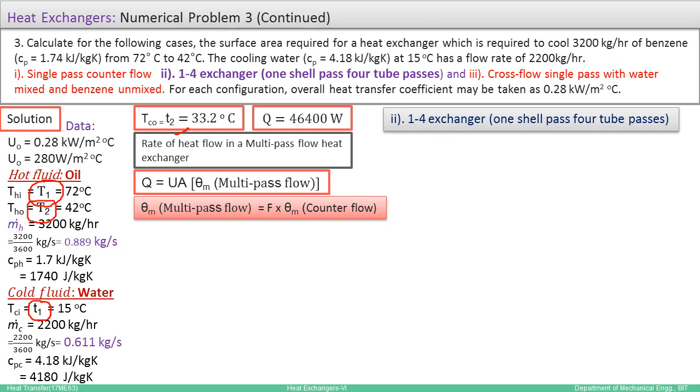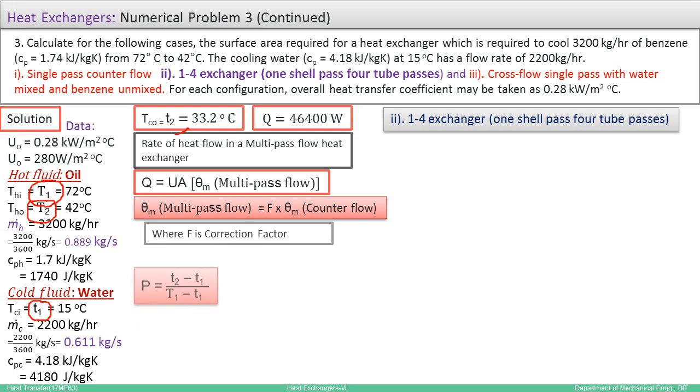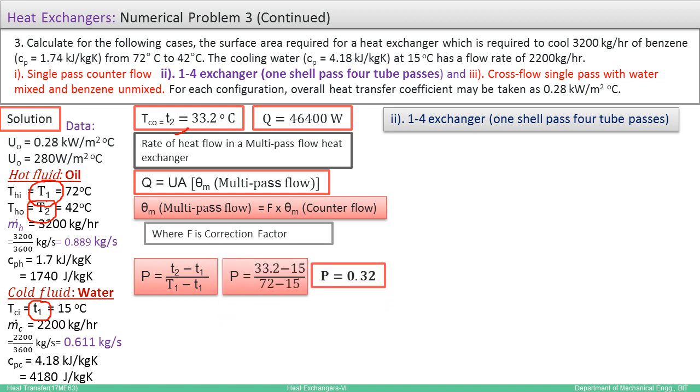TCI is small t1, the lowercase t1 there, and similarly the one which we have just found out, TCO, is termed as T2, because this is what you generally see in your data handbook. And we have to use the data handbook or the graphs or charts to get the value of the correction factor in the case of multi-pass flow and cross flow heat exchanger.